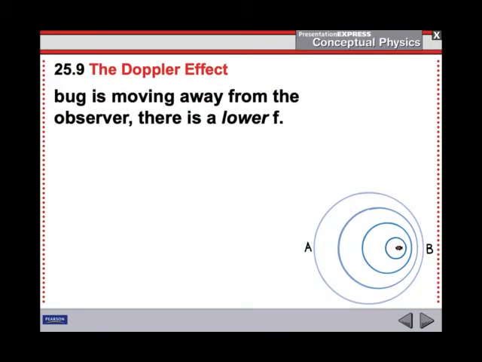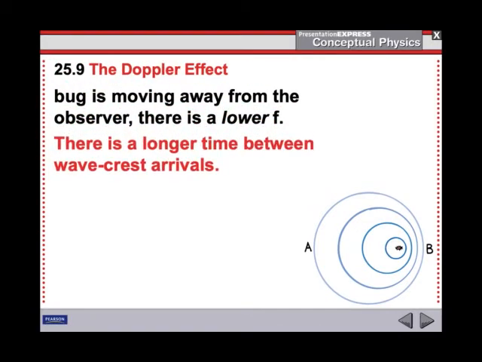So the bug is moving away from the observer with a lower frequency of F. So if you were A, the frequency is going to be much less. The waves won't come as often. There's a longer time between the wave crest arrivals, which kind of makes sense if you look at the picture. They're coming very frequently if the bug is moving toward you, and less frequently if the bug is moving away from you.